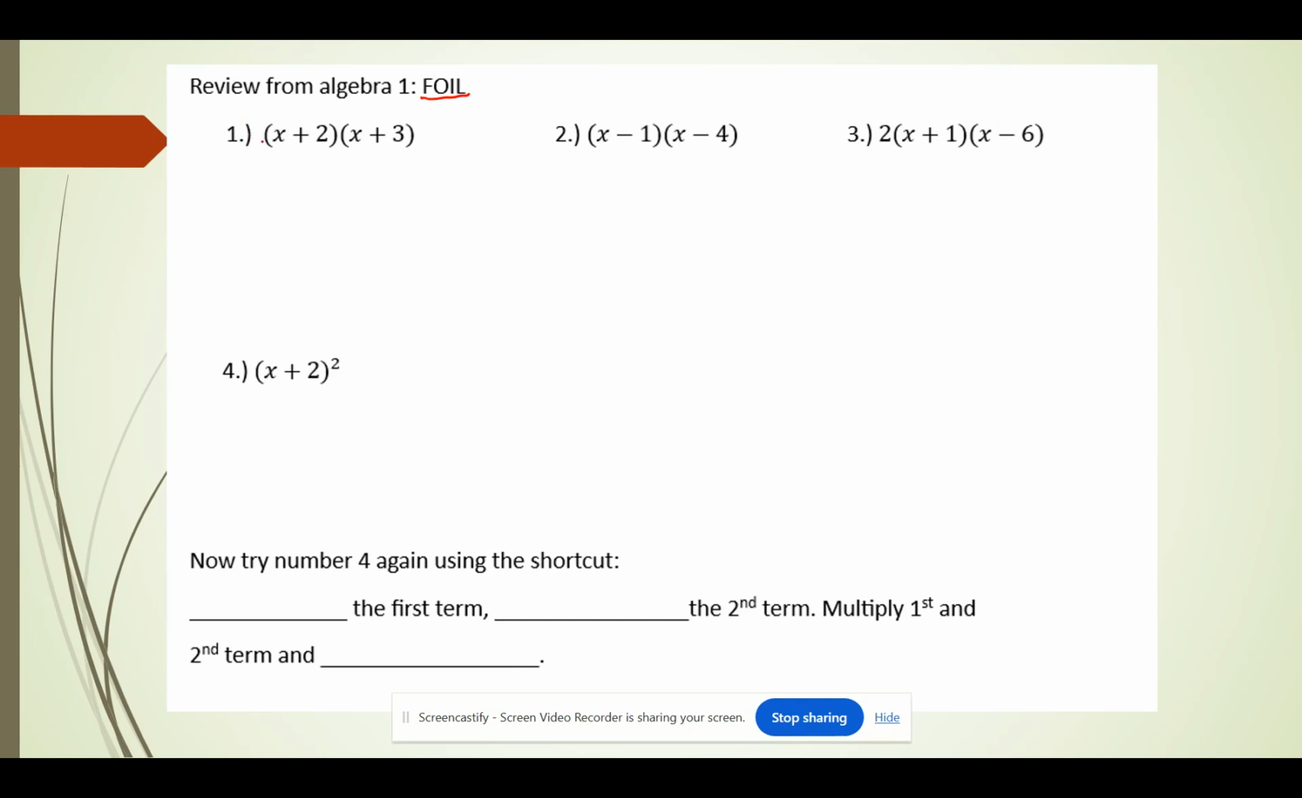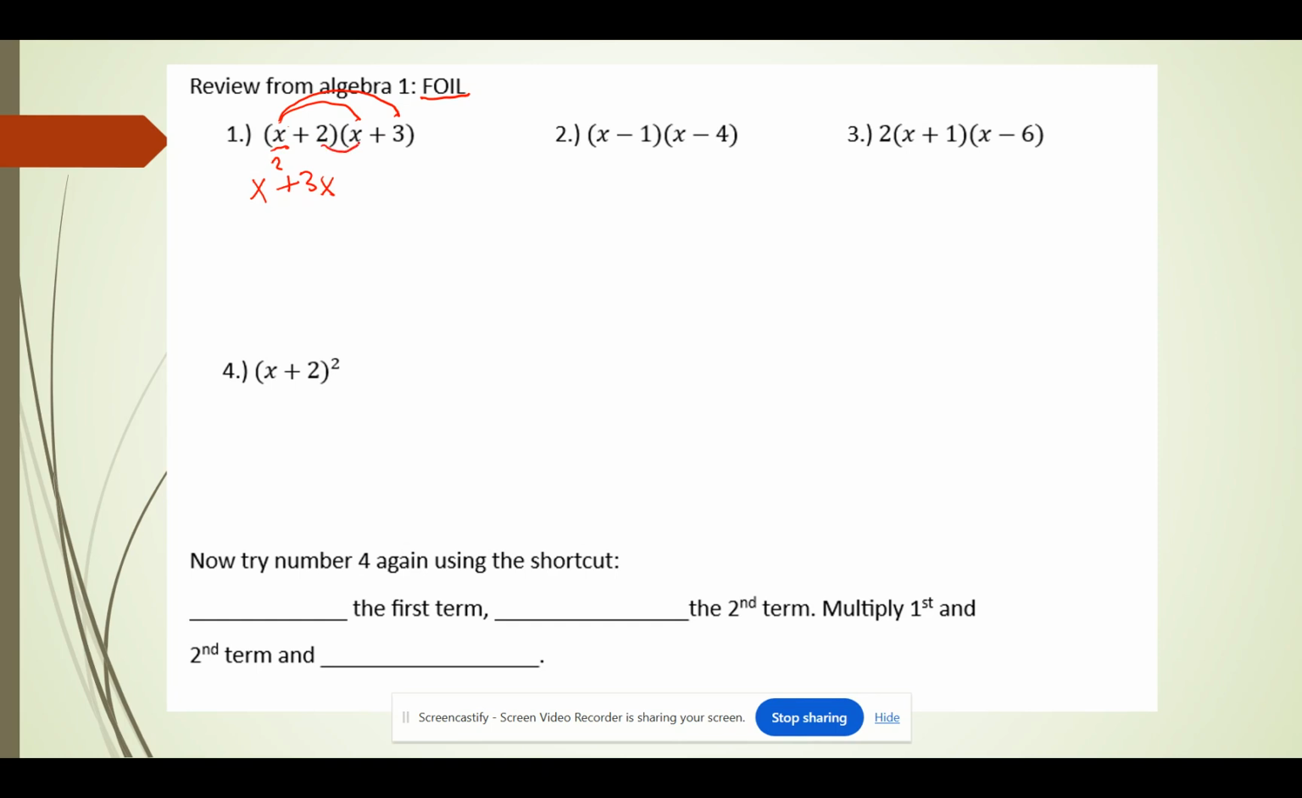But all it is, you take these first terms and you multiply them together, hence the F, and you get x squared. Be careful, x times x is x squared, not 2x. And then we take the x times the 3. And so when you do that, you're multiplying your outer terms. That becomes 3x.